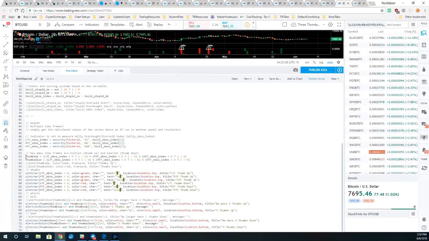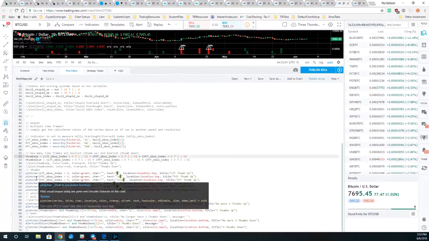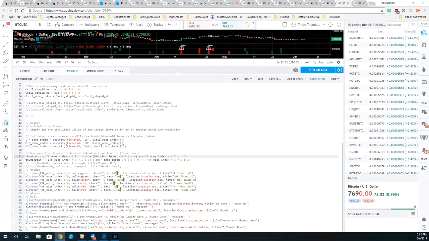But you can see all the cumulative thumbs are going to be the lower time frame plus the medium time frame plus the higher time frame. So you'll get a thumbs down reading if all indicators are pointing down. You'll get a thumbs up reading if all indicators are pointing up. And then you can actually plot when the thumb goes up, when the thumbs goes down. I don't have that.